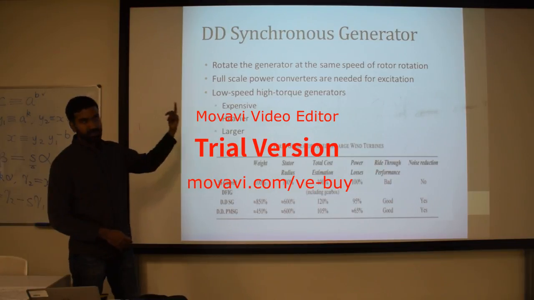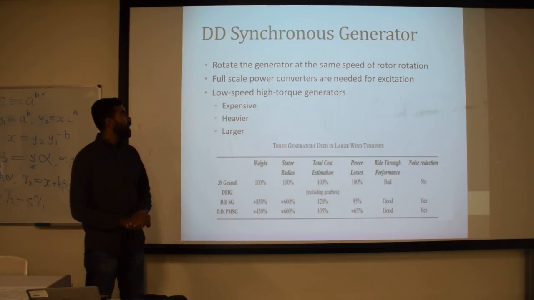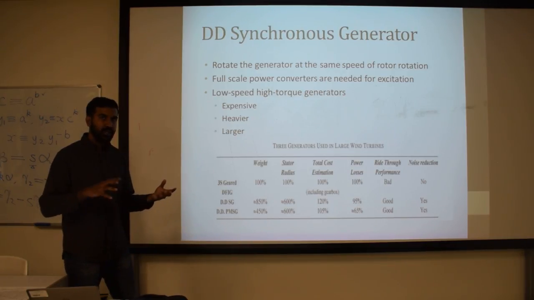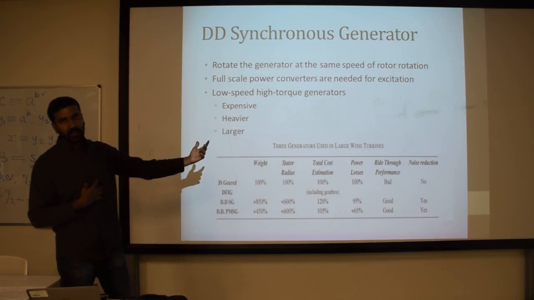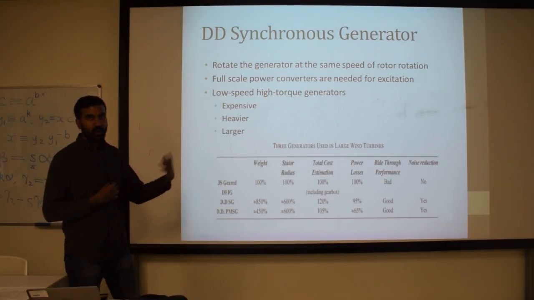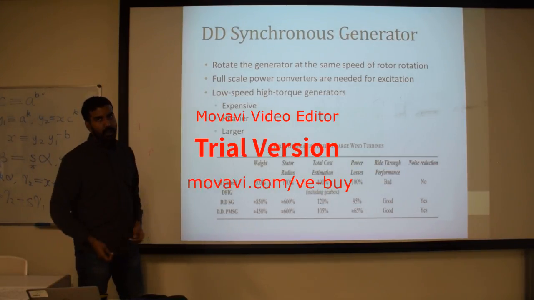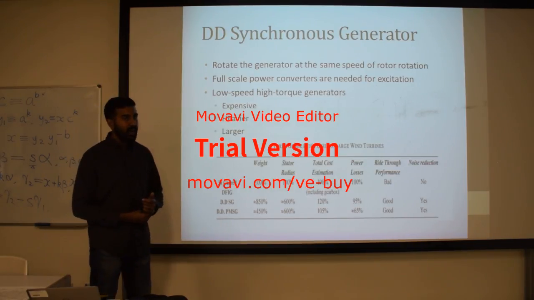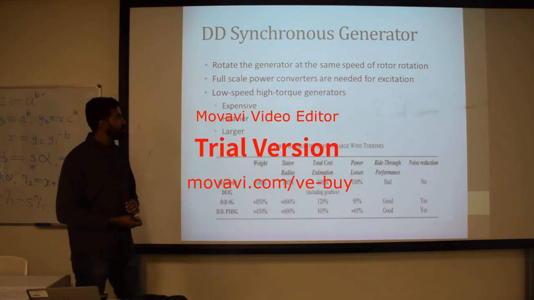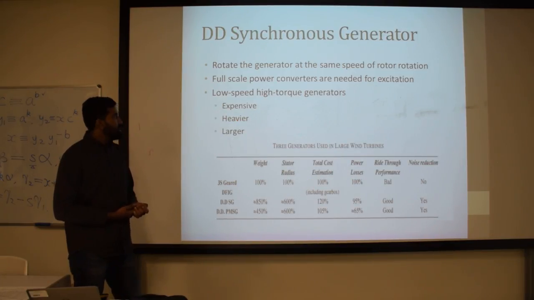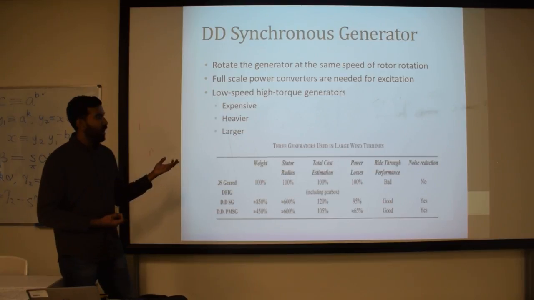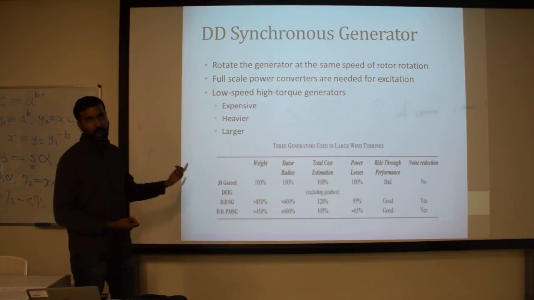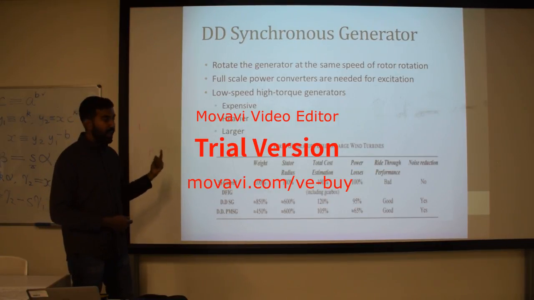Direct-driven systems such as the direct-driven synchronous generator have generators that rotate at exactly the same speed as the rotor outside. The problem with this is that they need full-scale power converters, which makes them a little more expensive, and they require low-speed, high-torque generators, as I mentioned before. These low-speed, high-torque generators are more expensive, heavier, and larger.